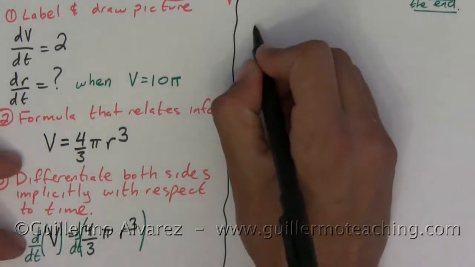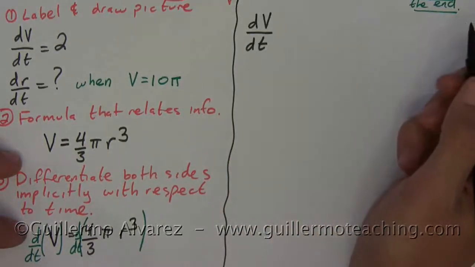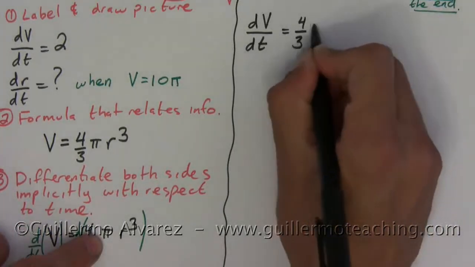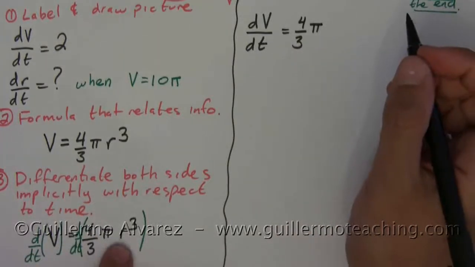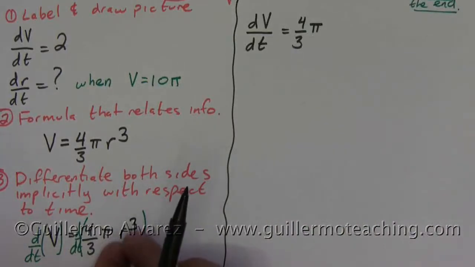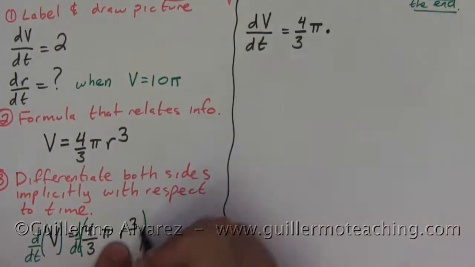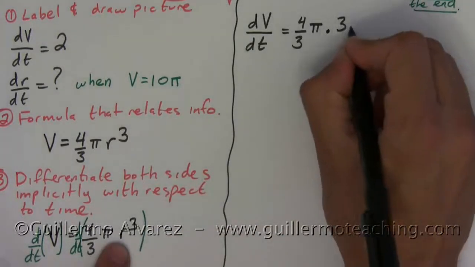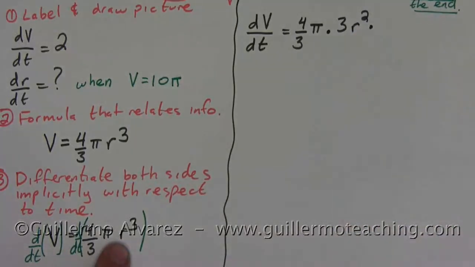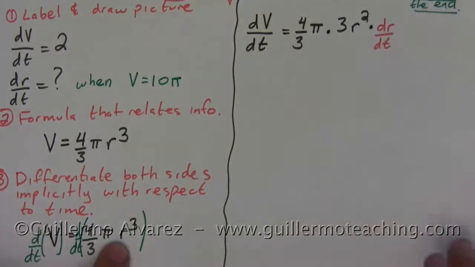So this is simply the derivative of the volume with respect to time is equal to 4/3 pi. That's just a constant, so I'm just going to leave it out of the derivative. And then here, the derivative of the radius cubed. Remember that the radius is a function of time, so that means I have to use the chain rule. If I use the chain rule here, I bring the 3 down, so 3r squared times the derivative of the radius with respect to time.